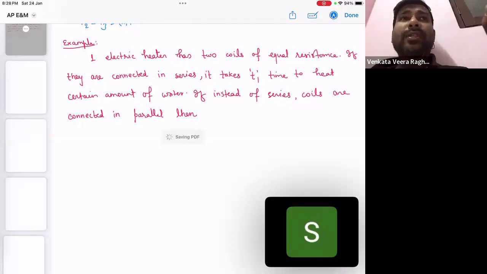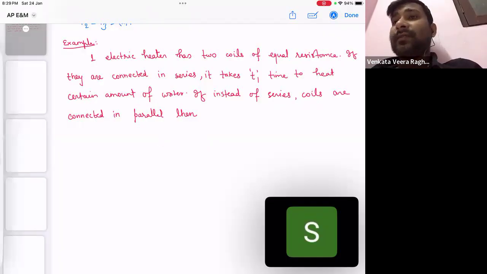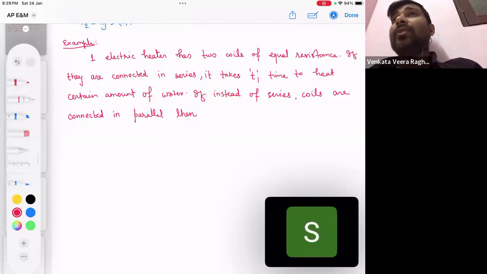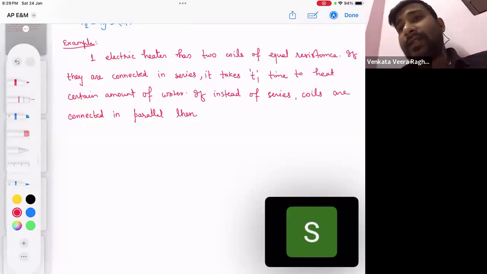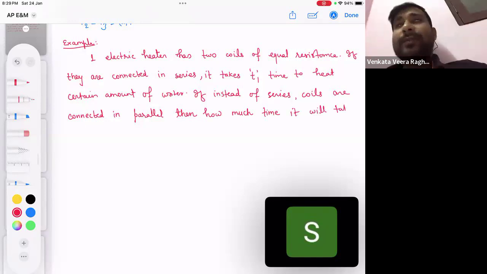Or sometimes they will give in the question that the first time it is taking 10 minutes to heat the water. 10 liters of water is there, and we want to increase the temperature from, let's say, 10 degrees Celsius to 30 degrees Celsius. It took 15 minutes. If the coils are connected in parallel, then how much time will it take? Same amount of water, same temperature change we want.